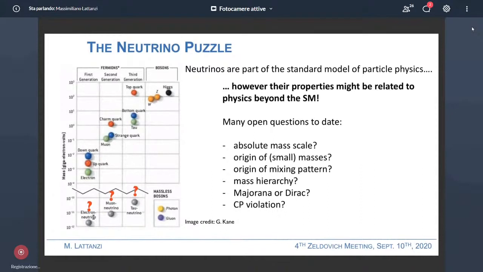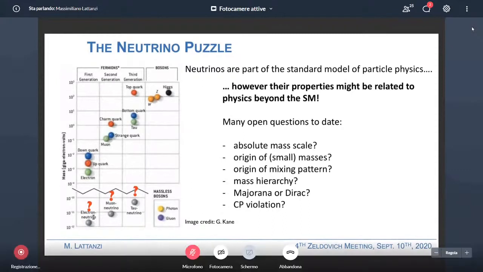So this might point to a different origin of their mass. What we still don't know today is the absolute mass scale of neutrinos, even though we know the relative mass differences thanks to oscillation experiments. We don't know the origin of the masses and of the mixing pattern. We don't know the mass hierarchy.